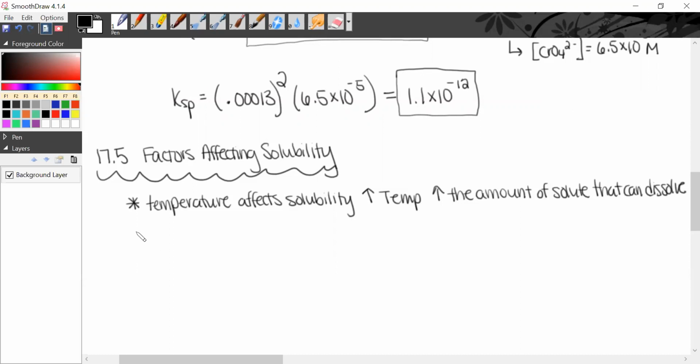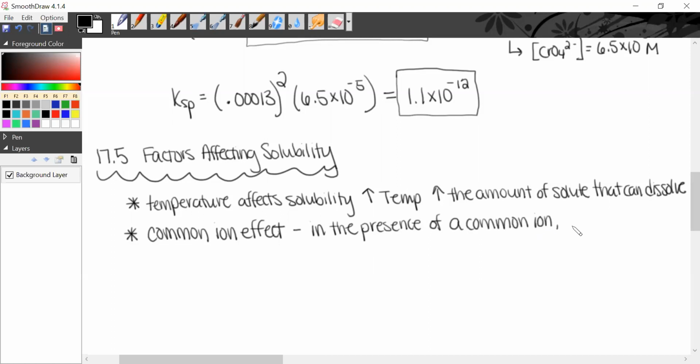So we already know about that one. We also already know, even though maybe we haven't applied it to this situation yet, the common ion effect. We talked about this with weak acids and weak bases. In the presence of a common ion, less salt will dissolve.